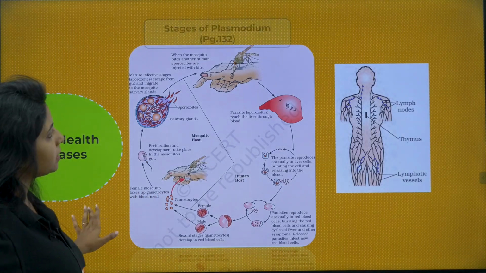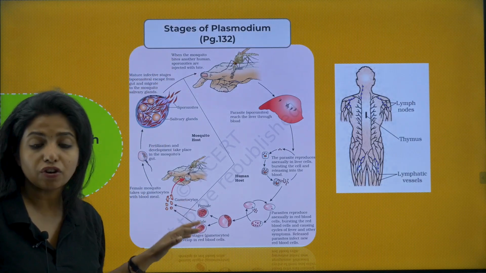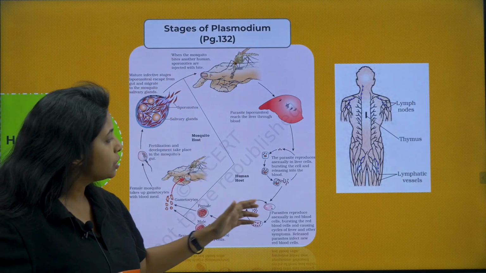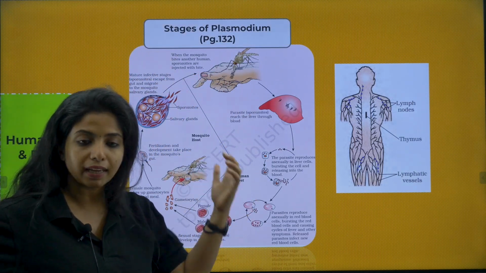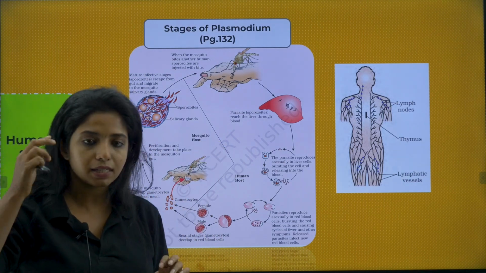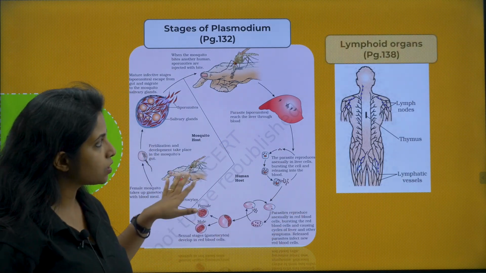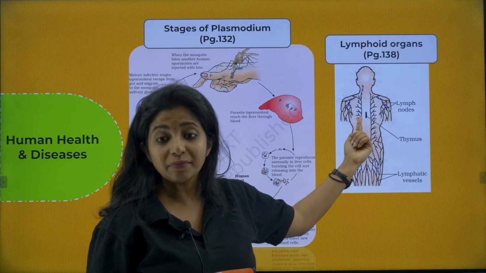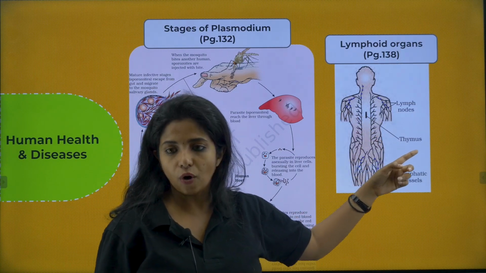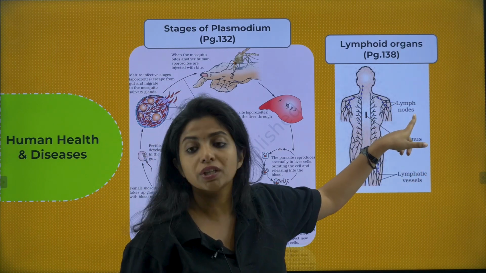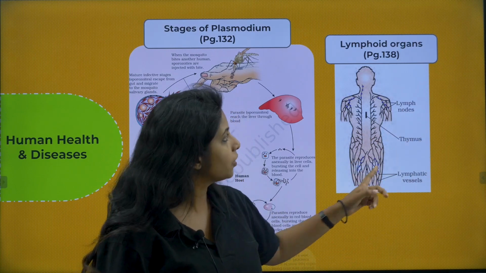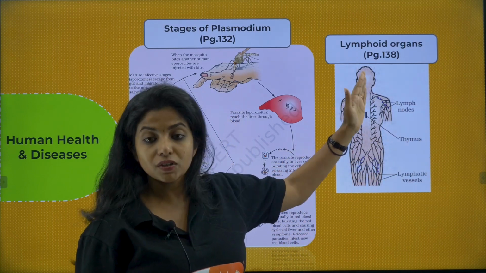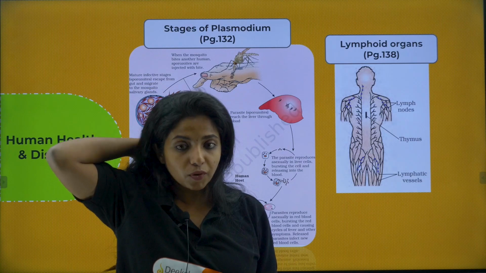Now, human health and diseases, this is important, that is the stages of Plasmodium. Go through it, you should be knowing, because the Plasmodium whole cycle is important, so you can get question from any stage. Okay, and here also the picture can be given and you might be asked, what is this? So, this is thymus, my dear children. Thymus is a primary lymphoid organ. What are these? These are lymph nodes, they are secondary lymphoid organs. These are lymphatic vessels. So, please go and study thoroughly about the lymphoid organs as well.